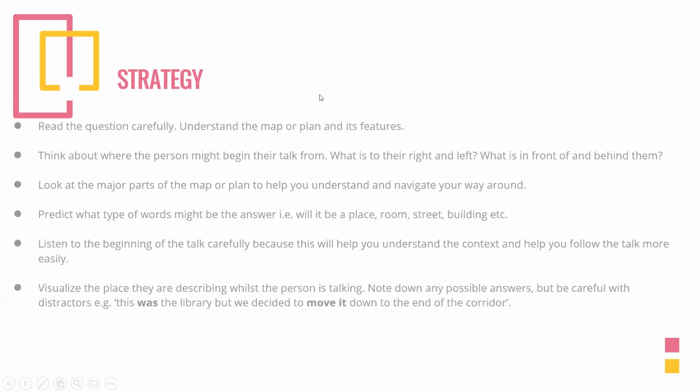Then visualization, which is a must in map labeling. They are describing the person who is talking. Note down any possible answers, but be careful with the distractors. Distractors, in other words, you can say, are called monster words.